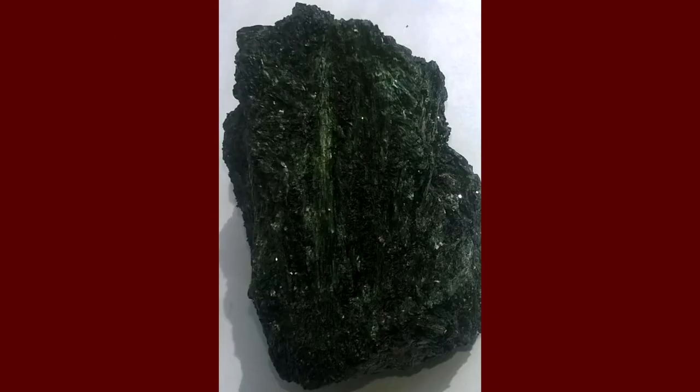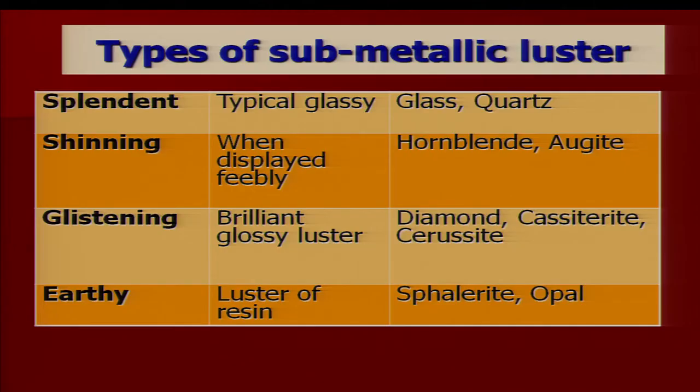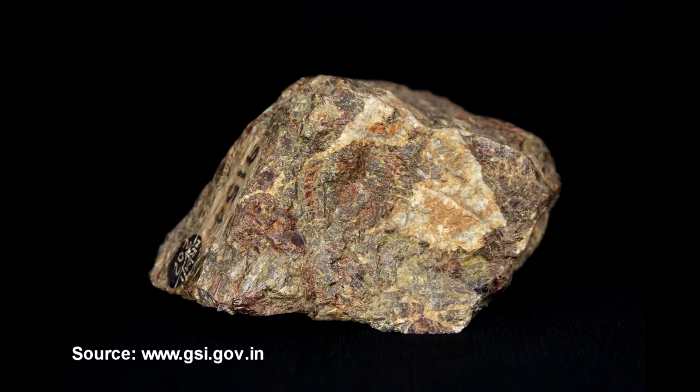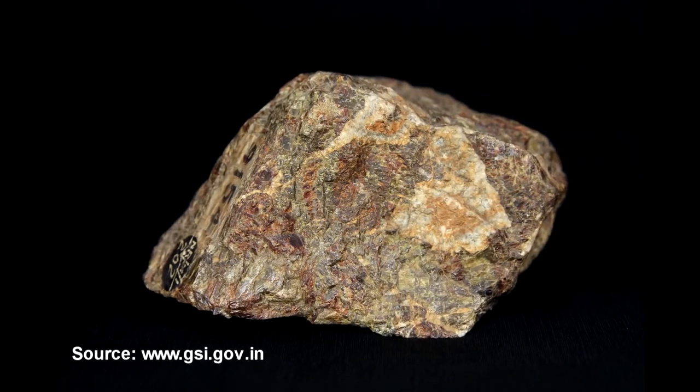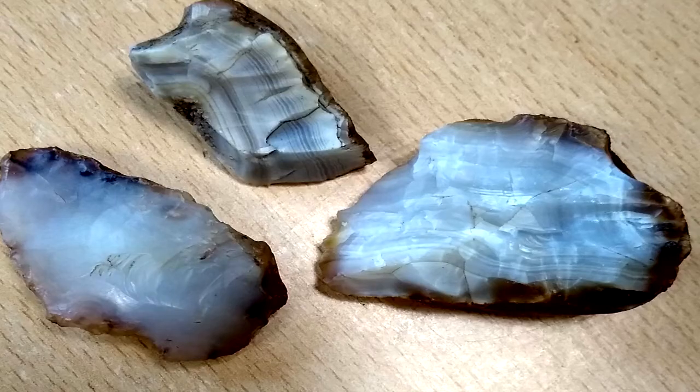Shining luster, when display feebly shining on the fresh surface, example is hornblende and agate. Glistering means brilliant glassy luster, is displayed by a diamond, cassiterite, cerussite. Earthy luster, luster of a resin is shown by sphalerite and opal. These are the two minerals.